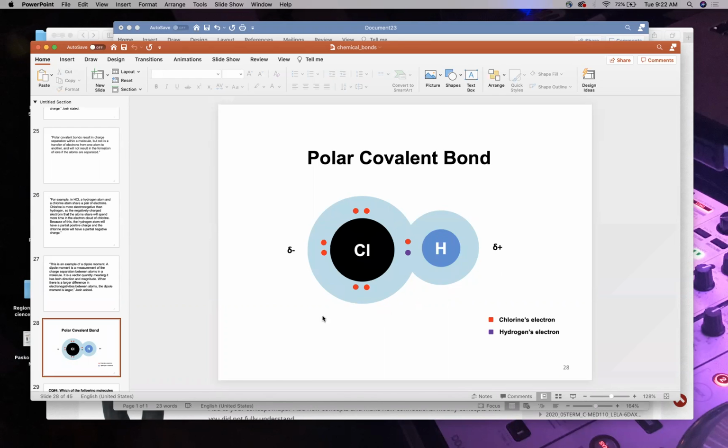Another great example of a polar covalent bond is water, and we're going to show how water also has a partially positive and partial negative. So the difference between a nonpolar covalent bond and a polar covalent bond: nonpolar, right, they share equally. But in a polar covalent bond, they share unequally, which causes a partial positive and a partial negative charge.